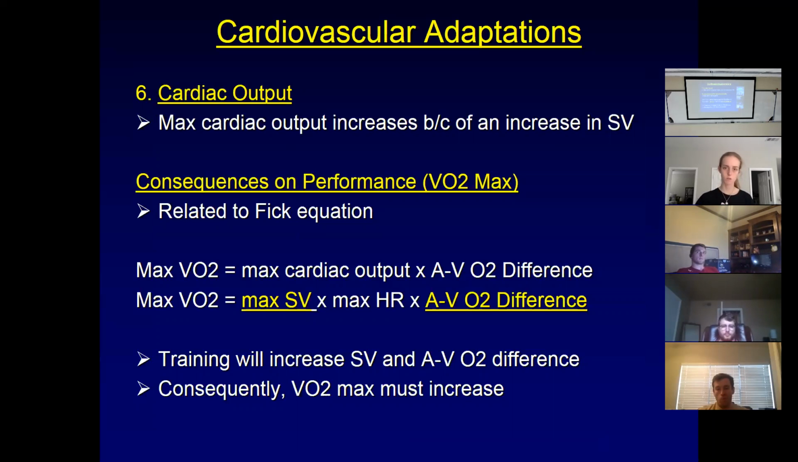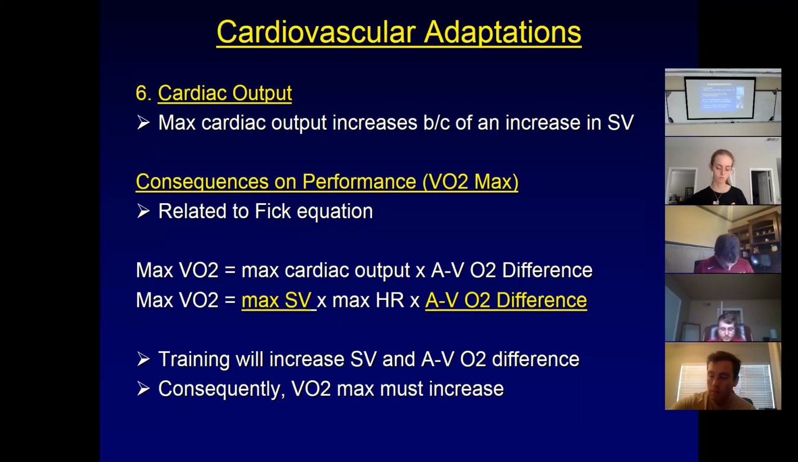We talked about, I believe, on Tuesday that training alters resting heart rate. Training cannot alter max heart rate. So if we train and we get eccentric hypertrophy in the left ventricle, stroke volume goes up. If we train, we can't alter age-predicted max heart rate.